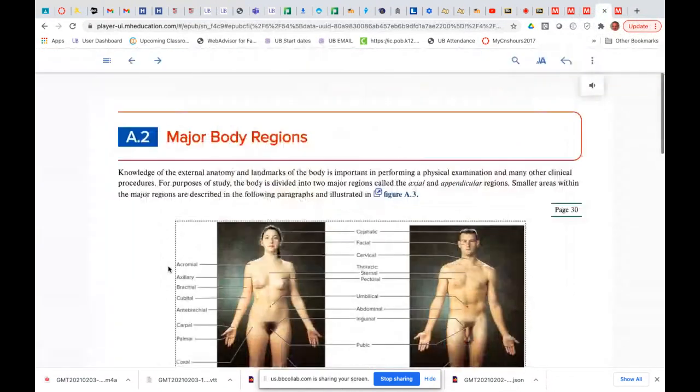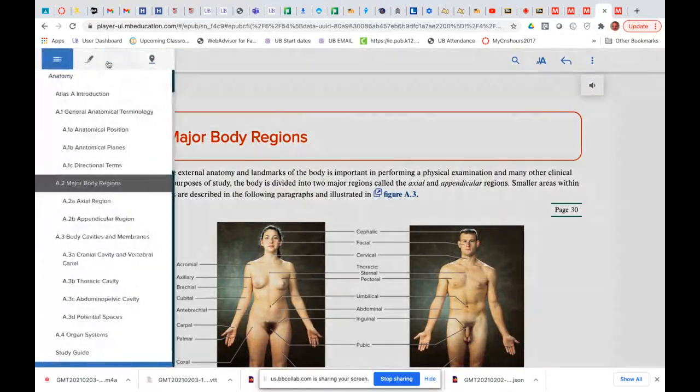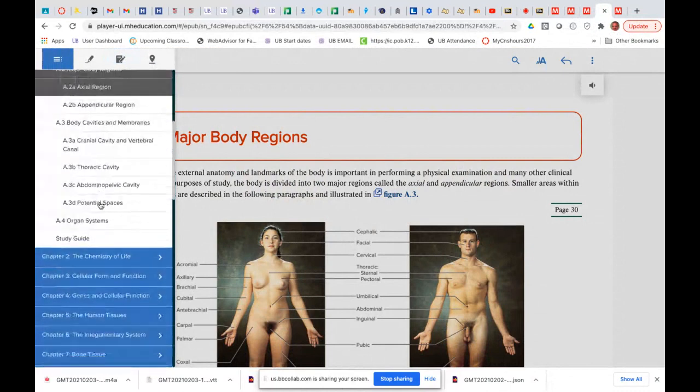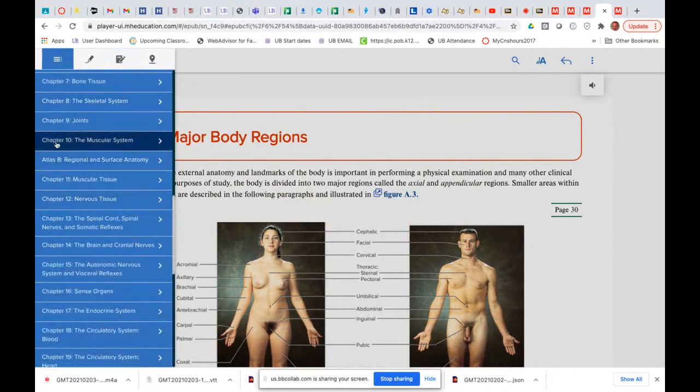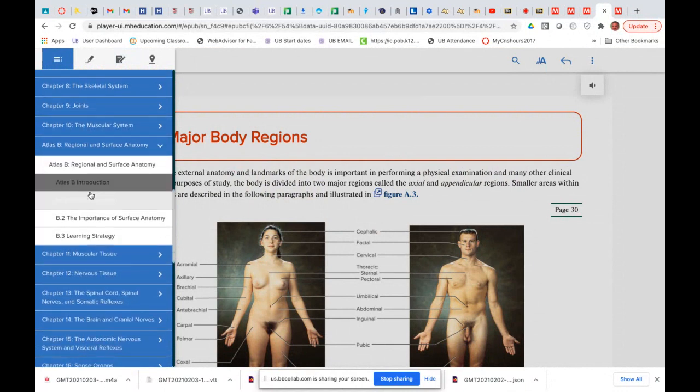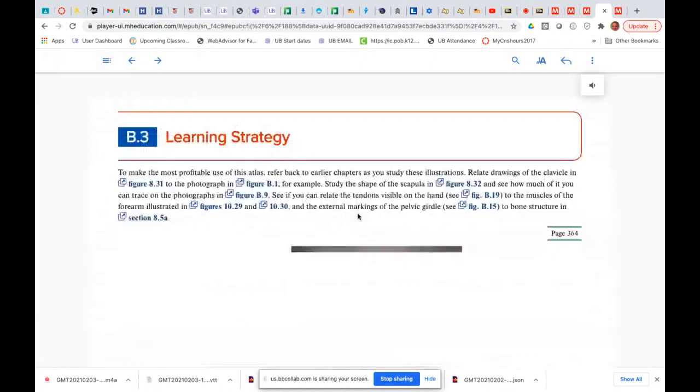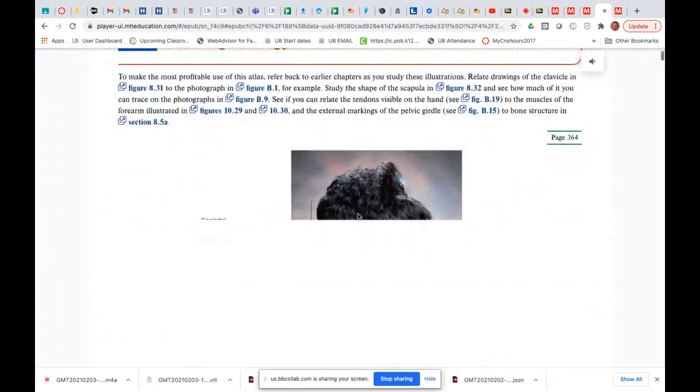Close this. Scroll up to the top. Let's look at Atlas B. Where's Atlas B? I said that's after chapter 10. This is why a lot of students miss it. Here's chapter 10. There's Atlas B. And go through these, especially B3. This has a lot of regions.